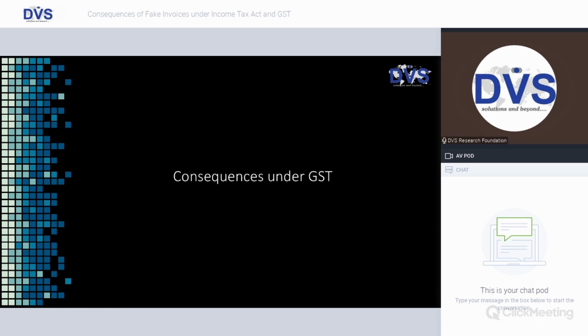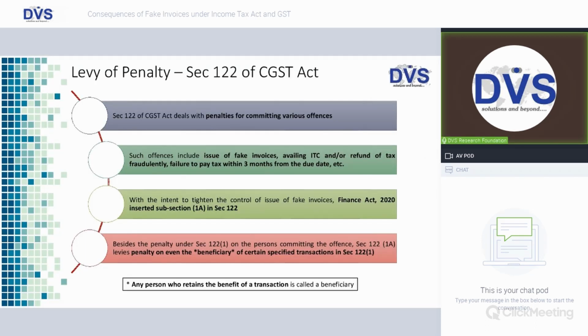Consequences under the GST Act. We have seen under the Income Tax Act what it means when someone passes a wrong entry, or a fraudulent entry, or misses to pass an entry which has a bearing on the total income. Now let us see what the penal proceedings are in GST. Section 122 of the CGST Act deals with penalties for committing various offences, which include issue of fake invoices, availing ITC or refund of taxes fraudulently, failure to pay taxes within 3 months from the due date, etc.